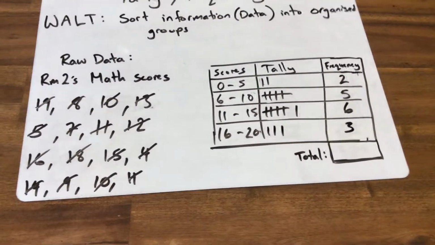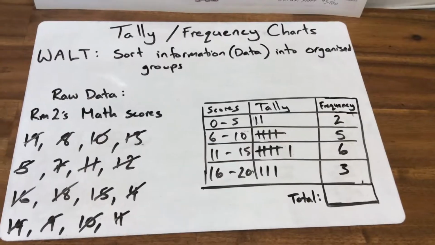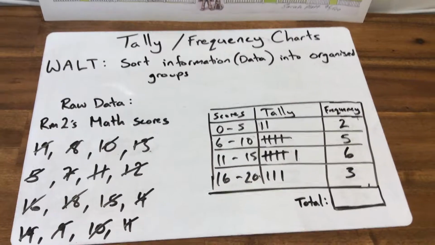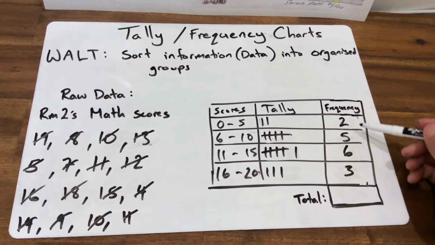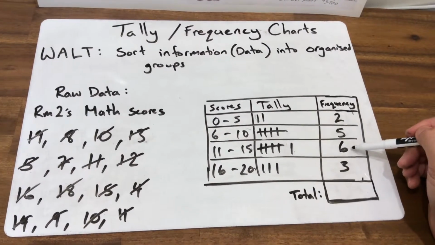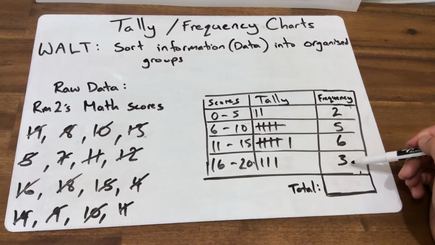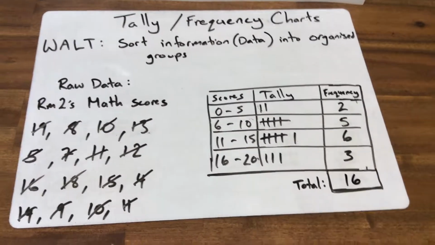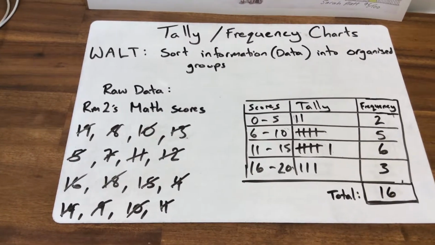Now you'll see there's a total down the bottom. The total is how many students actually sat the test. We can add up our frequency table and count it all up: 5 plus 6 makes 11, plus 2 and 3 makes 5, so 5 plus 11 makes 16. So 16 students sat the test. With my raw data, 16 pupils called out their test scores.